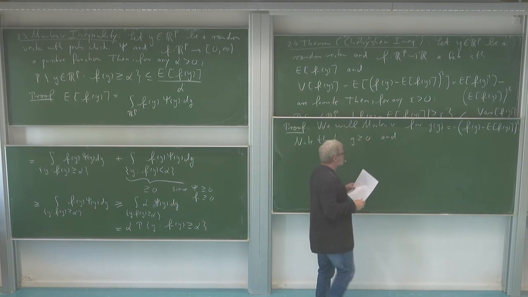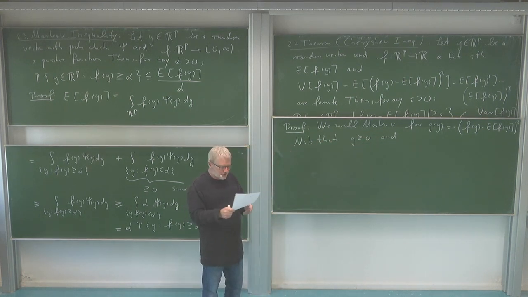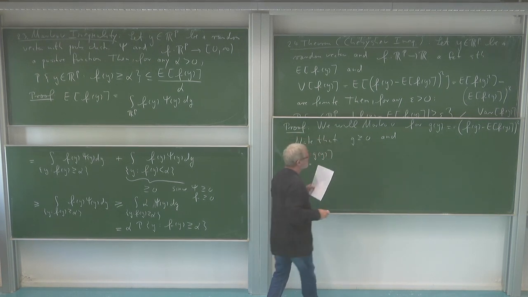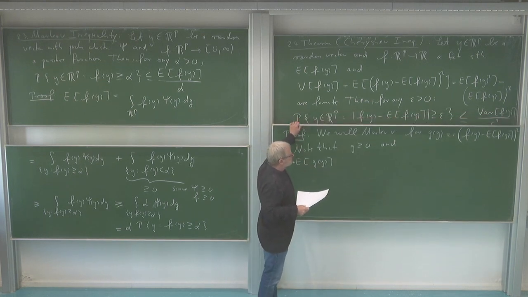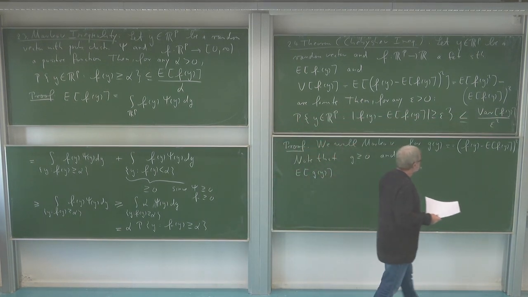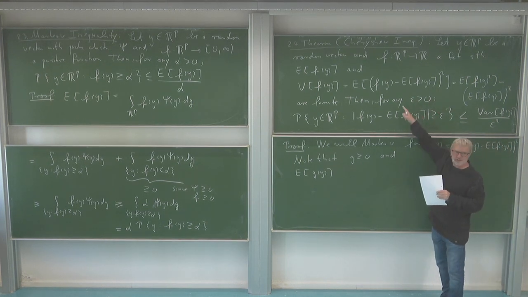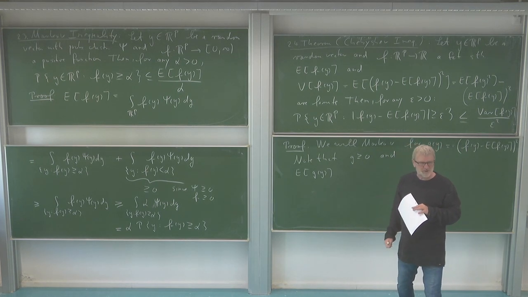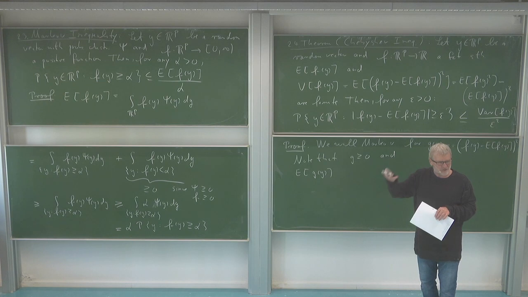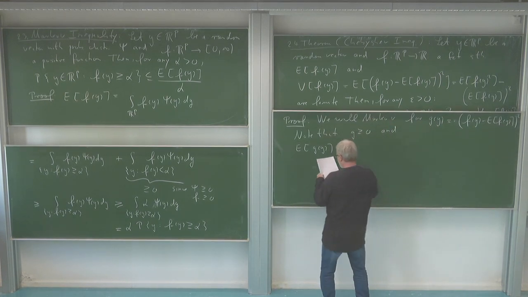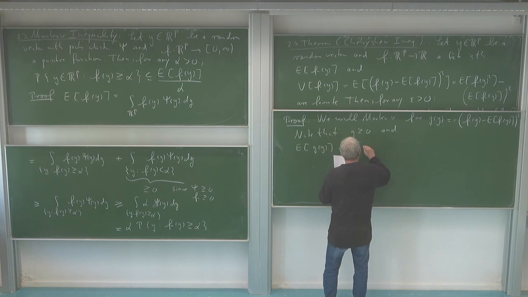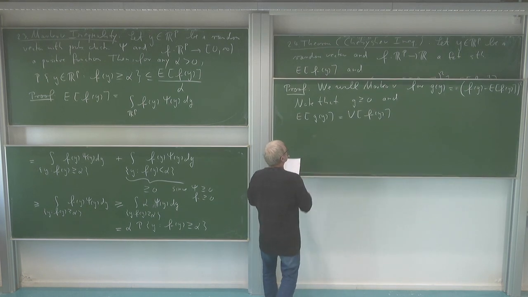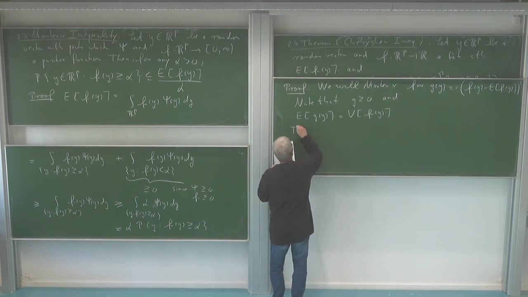And what is the expected value of this g? The expected value of g is exactly the variance. So you see, Markov needs the expectation of a function, but with this g, the expectation is exactly the variance of my function f. That fits together. So this is really the variance of my function f of y. Good. And now I use Markov, or let's see how we use it.